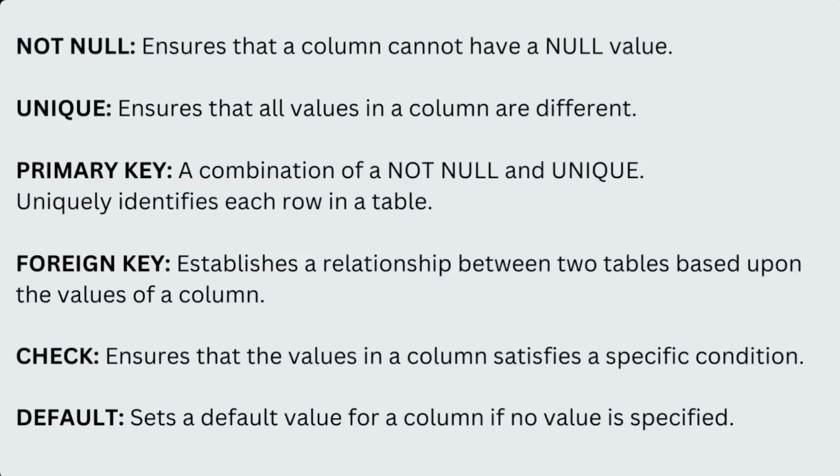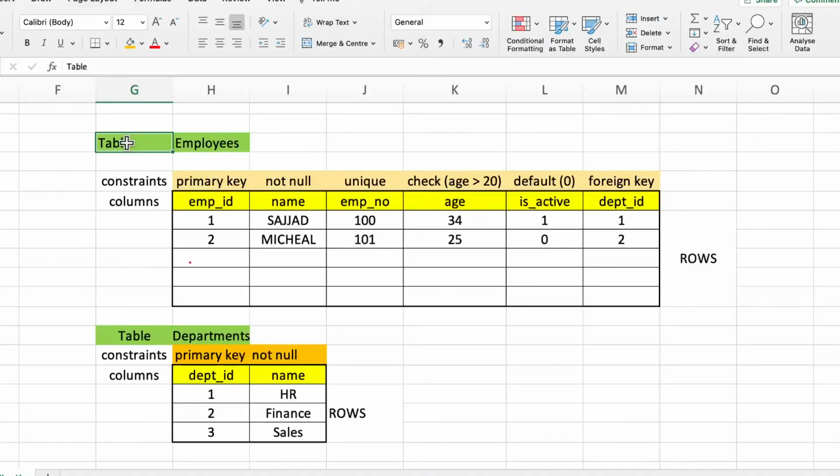Check ensures the values in a column satisfy a specific condition. A default constraint sets a default value for a column if no value is specified. Let's have a small example to understand these constraints. In this example, we have two tables, the employees table and the departments table.